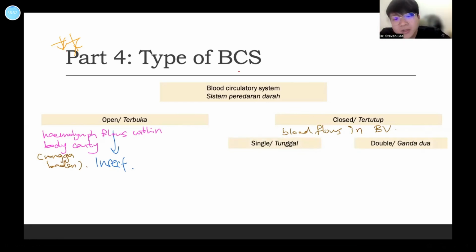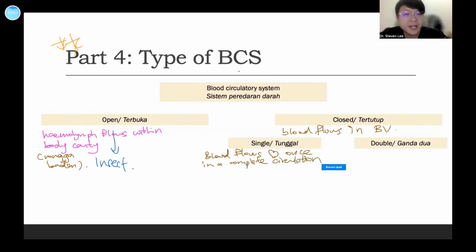What's the meaning of single or double? Single, maksudnya your blood, okay, flows through the heart once. Tunggal, okay, in a complete circulation. I translate in Bahasa Melayu, simple only. Darah mengalir ke jantung sekali dalam satu peredaran yang lengkap. So your blood will only flow through your heart once in a complete circulation. That's the meaning of single. That's the meaning of tunggal.